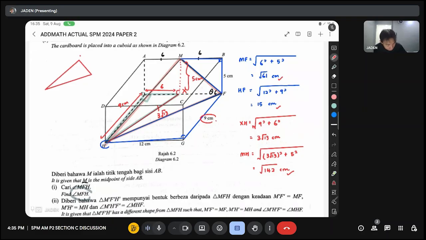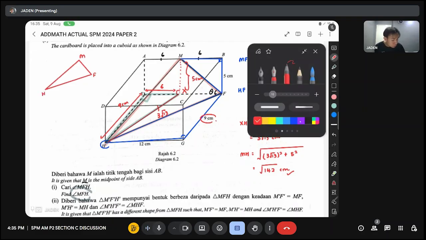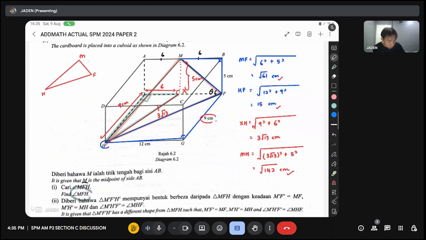So we have MFH, and then let us label down those lengths. We got MF is √61, HF is 15, and MH is √142. So to get the angle F here, what is the formula that you can apply? If you ask yourself, you knew that you can actually apply cosine rule.